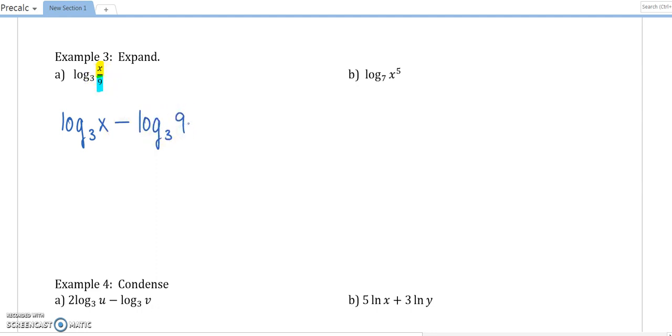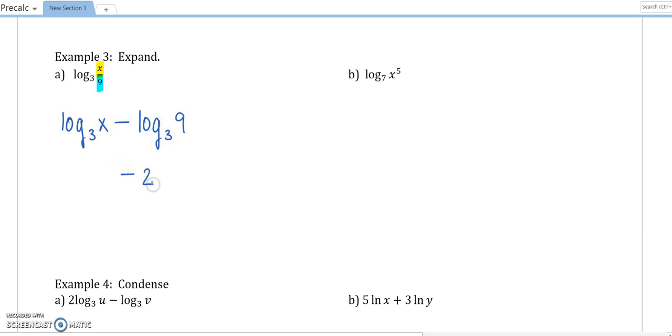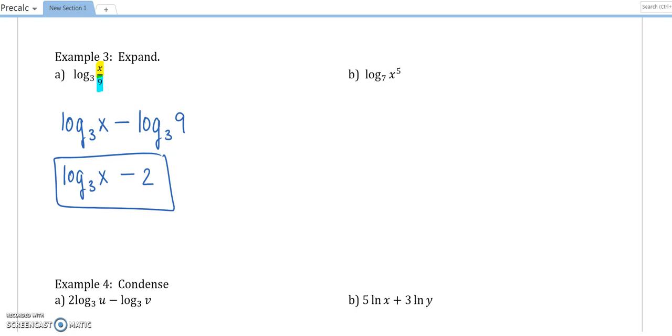And then again, the goal here is by doing that, did I create a logarithm that I can now simplify? Well, log base 3 of x, no, because it's x. But log base 3 of 9, I should be able to simplify. Because log base 3 of 9 says what exponent turns 3 into 9? And that's 2, right? 3 squared is 9. So I can simplify little bits and pieces. So there's my expanded answer. Now you can't always simplify stuff, but that's just kind of the goal.